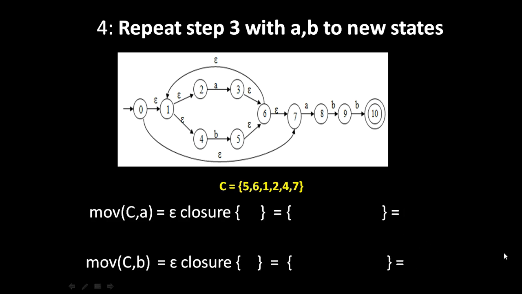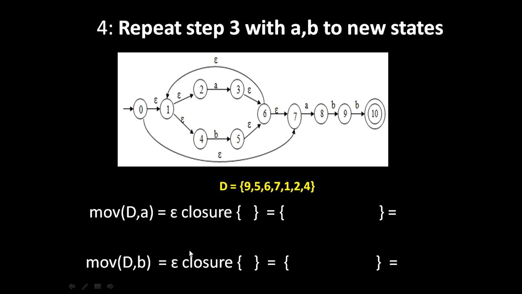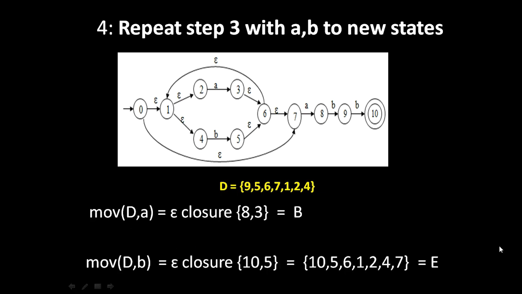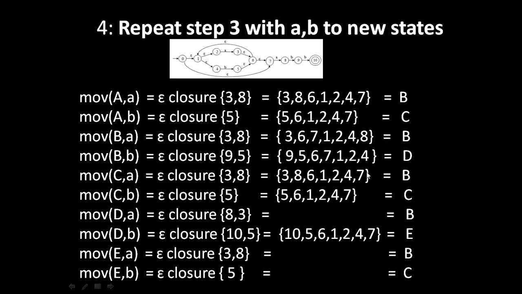I apply the move function and repeat the steps. Repeating the same operation, we can get this value, and applying the move function to D, you can get this value. Now a new value is generated, that is called capital E. You need to apply the move function for E, with the input symbols A and B, so you can get this value. Finally, list all the generated states. Using these values only, we can draw the transition table, that is step number 5.